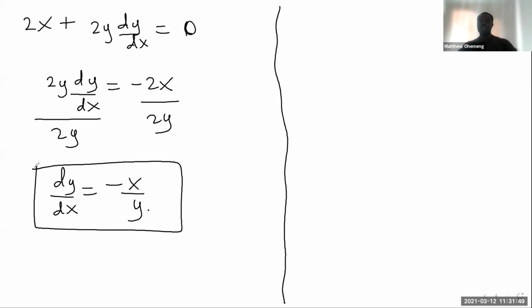And that's implicit differentiation. You see? You didn't even have to go through the solution for y in terms of x. You can just use implicit differentiation and then you have this.